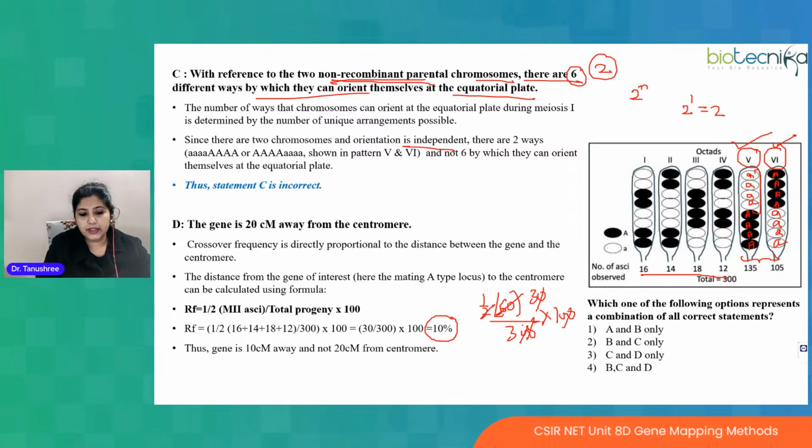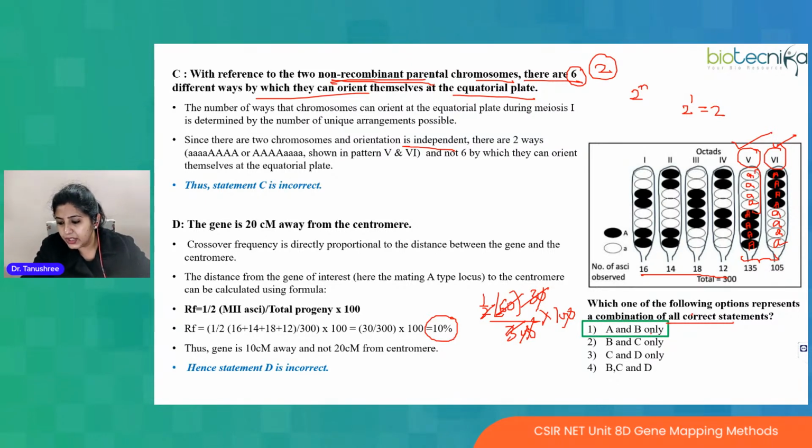So it is 10, right? So statement D is also incorrect. And since we have to choose the combination with all correct statements, we have A and B only, because C and D are incorrect. So the answer here is A and B. So Bhaskar, it will be option 1 and not 3.